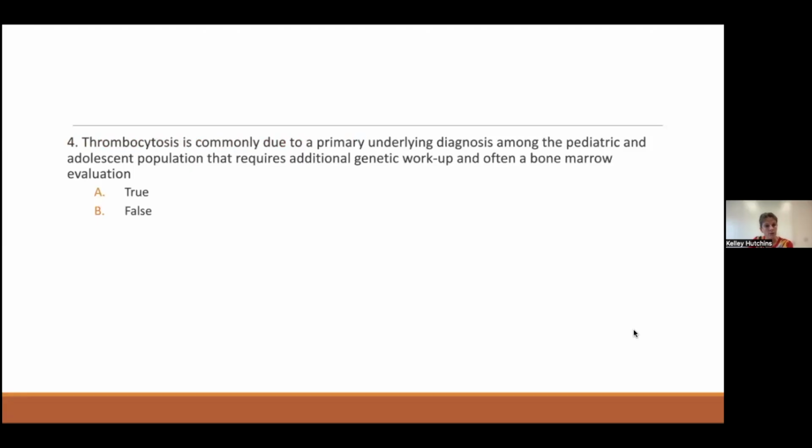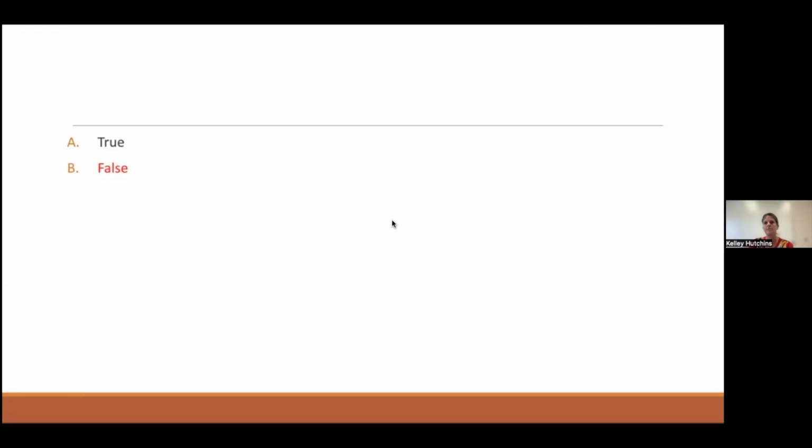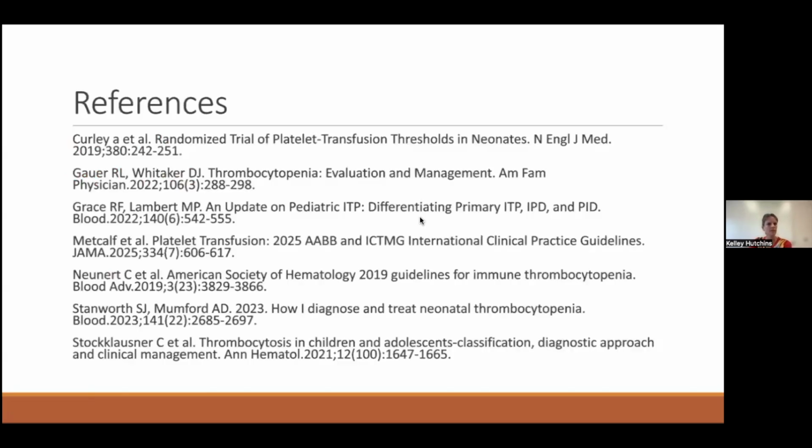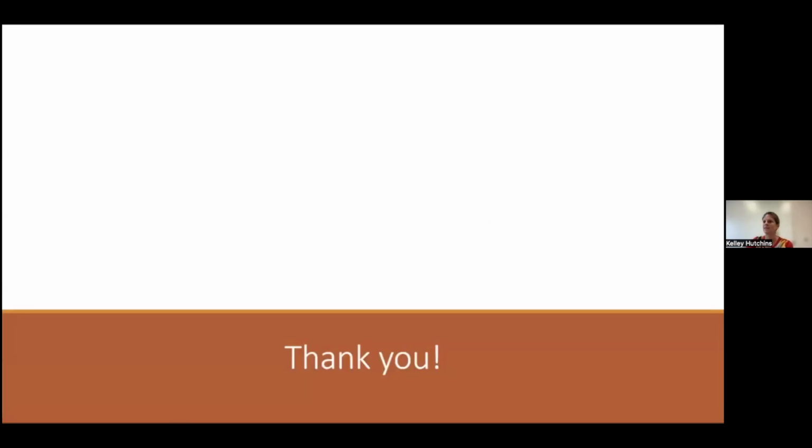And then number 4, thrombocytosis is commonly due to a primary underlying diagnosis among the pediatric and adolescent population that requires additional genetic workup and often a bone marrow evaluation. And this is typically false. Again, most of the time, these are going to be reactive cases. Yes, be aware that the primary exists, CML being one of the more common ones we see, but in general it is reactive to some underlying cause to be looking for. So with that, I thank you, and yes, happy to take questions.